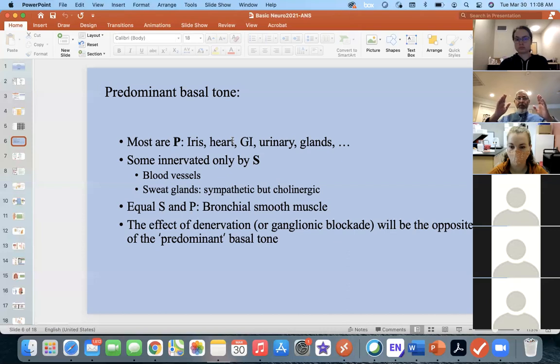Now, even though they will have both sympathetic and parasympathetic, they will have a predominant tone. We call it predominant basal tone, who is normally in control of the situation. In most of the cases, you will see parasympathetic is in charge of things. And then when you remove parasympathetic from the picture, sympathetic will come in. In some places, it is only sympathetic because in those organs, there is no parasympathetic at all. Absolutely important example is blood vessel. Okay.